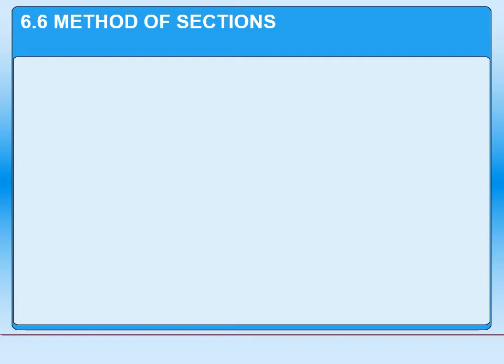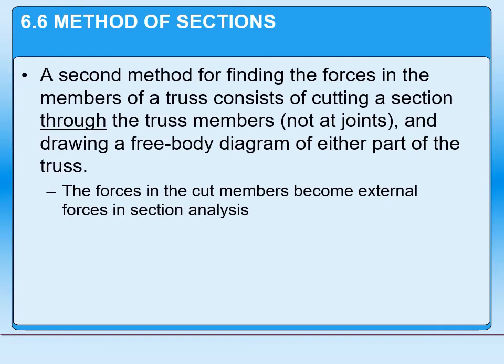The second method we're going to look at is our method of sections. And in this case, what we're going to do is we're going to cut the member or cut the truss up, right? And we're going to cut them through the truss members, right? It's not going to be at the joints. We're going to actually slice the truss members. And when you now remove those truss members, you're going to have to replace them with forces. And then, of course, we're going to first do a free body diagram and then analyze those sections.